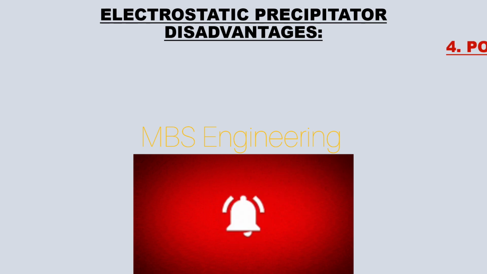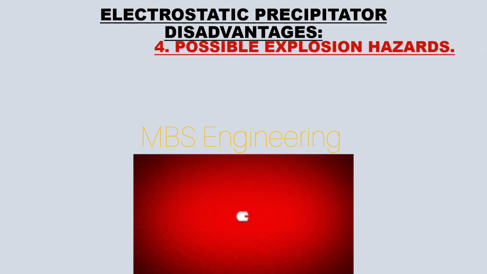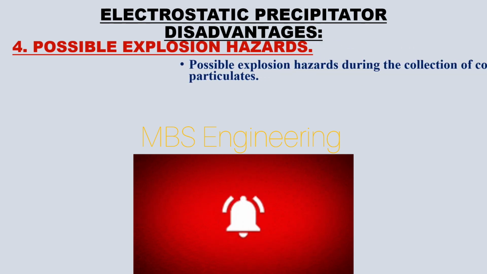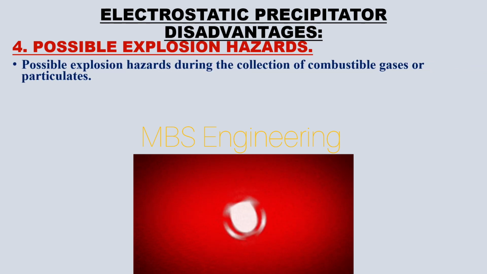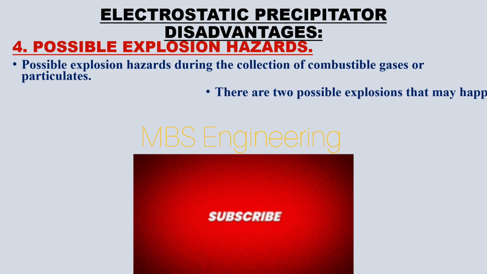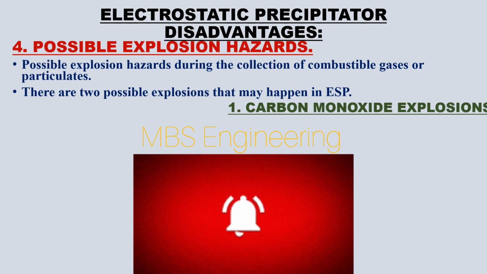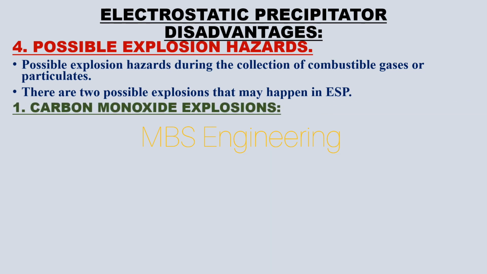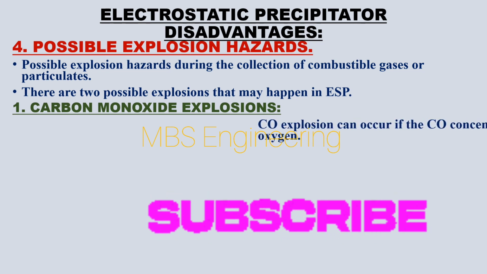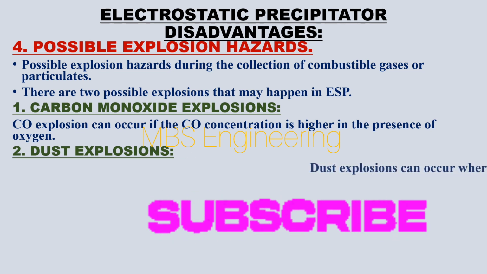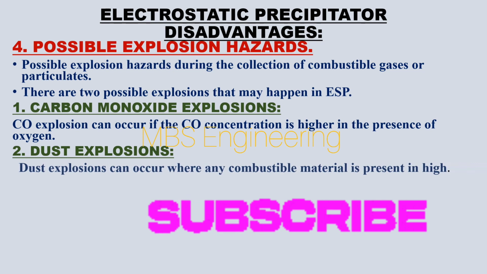Next, we are going to understand the disadvantages of the electrostatic precipitator, ESP. We will discuss in the detailed description of the disadvantages of the electrostatic precipitator ESP. Next, the fourth disadvantage is possible explosion hazards. Possible explosion hazards during the collection of combustible gases or particulates. There are two possible explosions that may happen in ESP. Point number 1. Carbon monoxide explosions. Explosion can occur if the CO concentration is higher in the presence of oxygen. Next, point number 2. Dust explosions. Dust explosions can occur where any combustible material is present in high concentration.